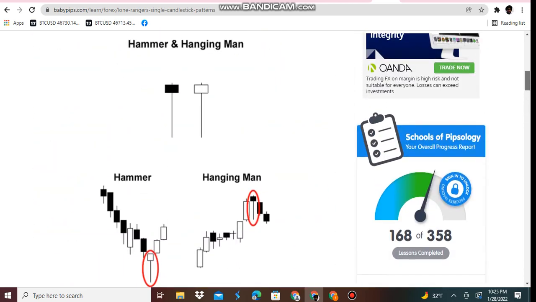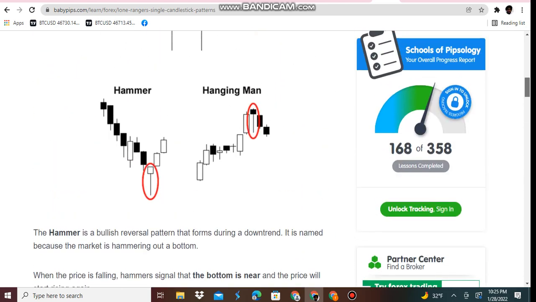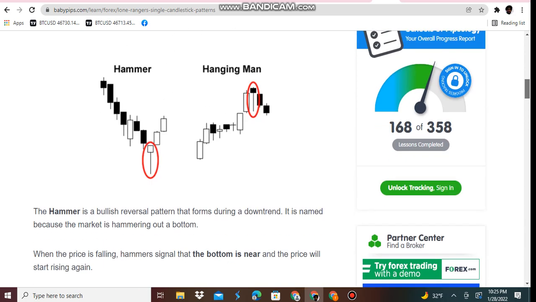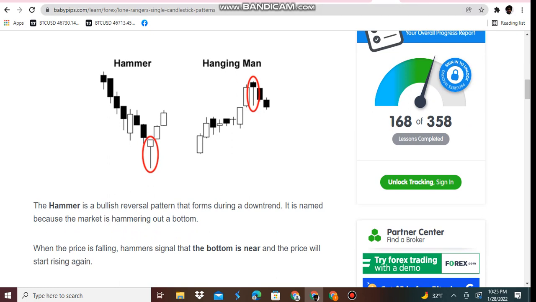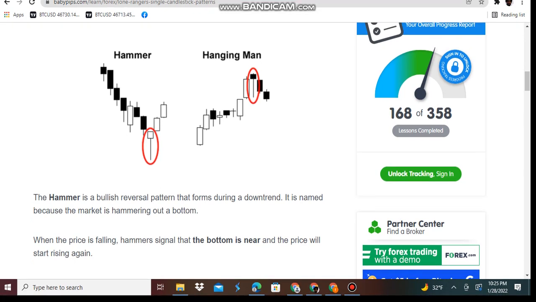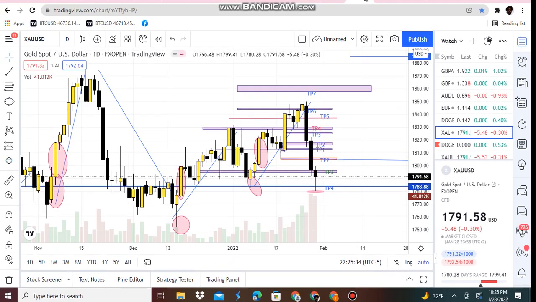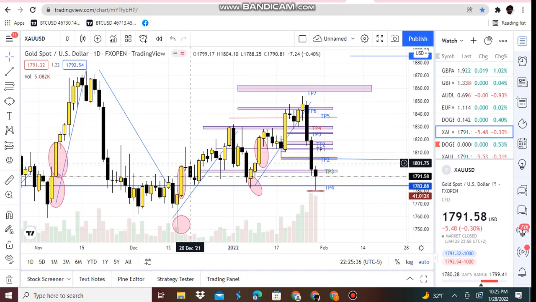All right, so I'm going to show you this hammer pattern. It is a bullish reversal pattern formed during a downtrend. So you'll see this most likely form during a downtrend. Once price is done falling towards the downside, you'll see this hammer pattern appear out of nowhere, signaling that price is starting to rise up again. All right, so let's go to the charts. I will show y'all the hammer pattern.